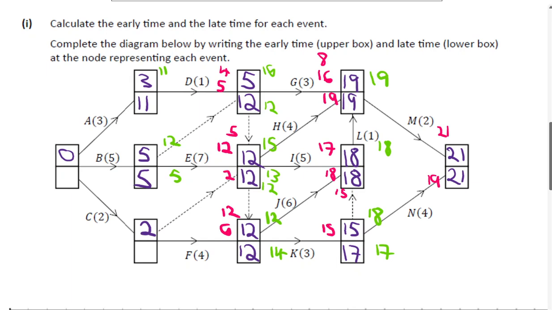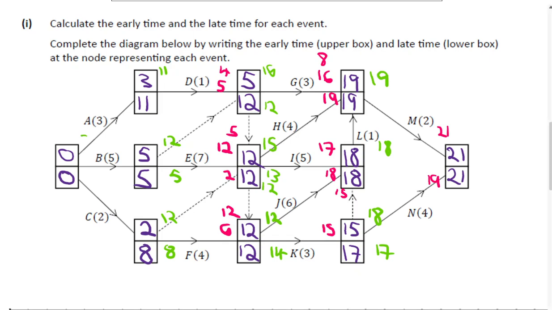And then we have 12, that dash thing, and then 12 minus 4 is 8. So that's 8. And then all of these have to come back to 0, because you have to start at the same time, so the early and late time. And actually we can work it out anyway.